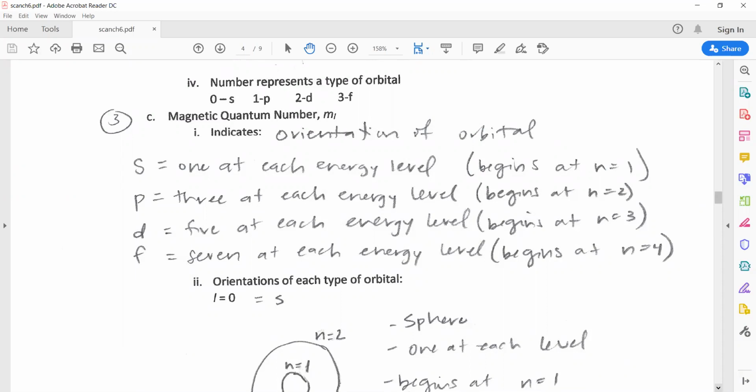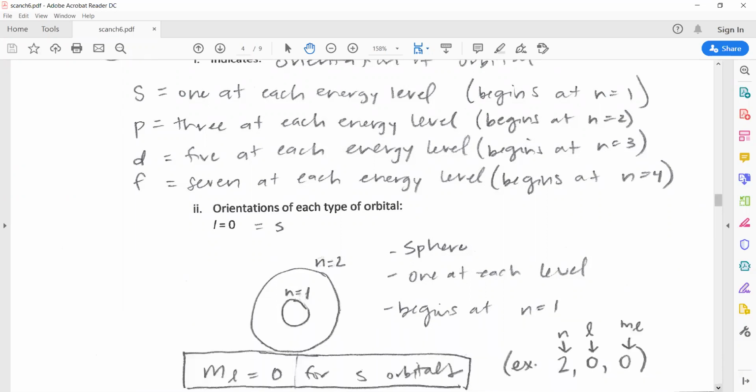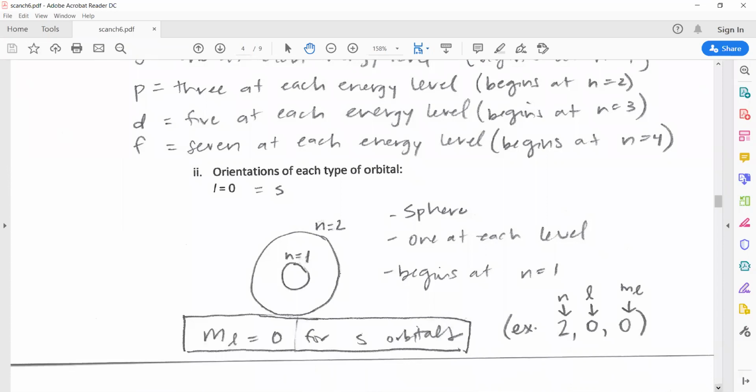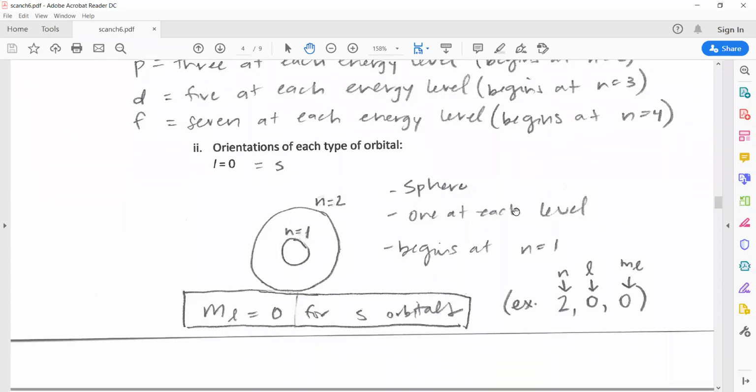Let's talk a little bit more about each of these. So let's focus on the s's first. Remember everything we know about an s orbital so far. It's spherical. There's only one s orbital at each level, and they begin at n equals 1. So I'm showing you an s orbital at n equals 1. It's just a small sphere. There's also an s at n equals 2. It's a bigger sphere. There would be an s at n equals 3. These are regions. Remember, they may or may not have an electron in them. All they are is just spaces.